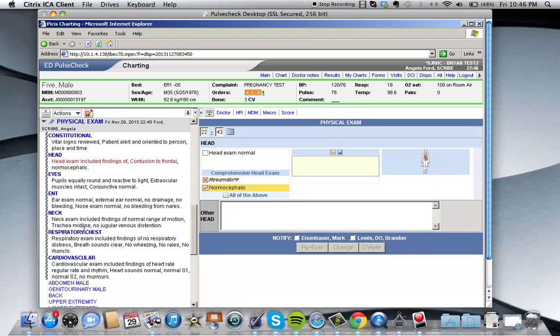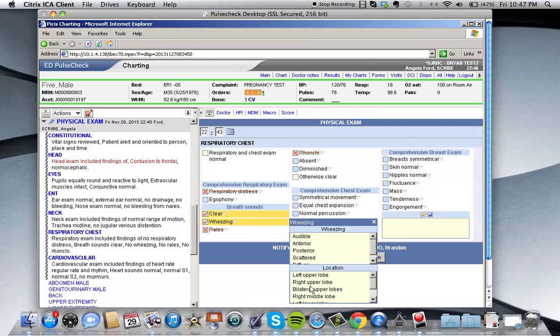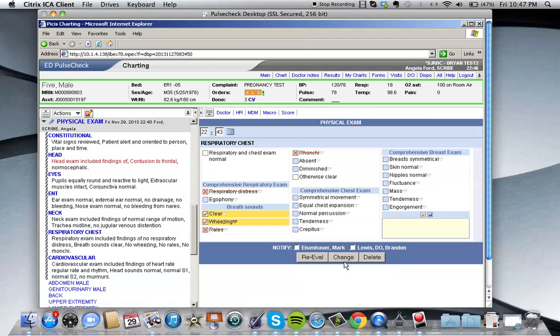Let's say he also said that the patient had some wheezing. We would click on respiratory. Right now it says he doesn't have wheezing. We would say, yes, there is wheezing present, and he said it was to the left upper lobe. Here again, I'm just making all of this up, but you would ask the doctor for whatever the physical exam is and enter it in as needed.